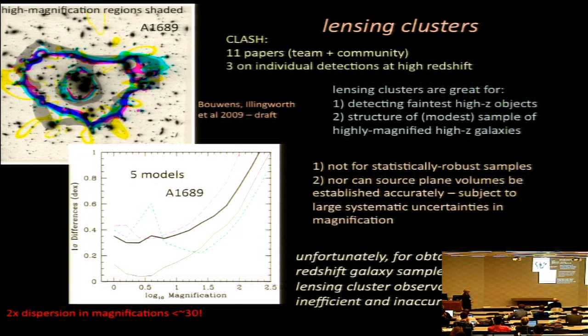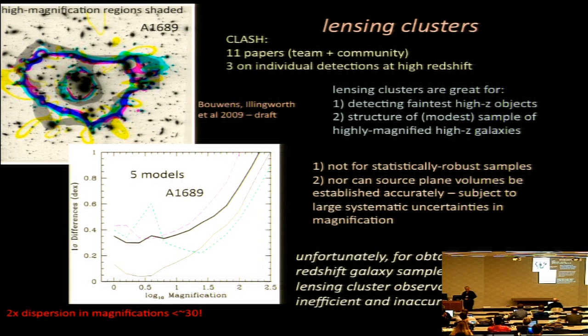So Richard and I and some of the other people were looking at this a couple of years ago. Here is an image of 1689 with magnification maps from 5 different authors. I think you could reasonably say these don't agree very well. And here actually is a comparison of taking one of these as a reference and comparing the magnifications as a function of magnification, the dispersion in the magnifications. You can see a factor of 2 is typical for the uncertainty from the magnifications.